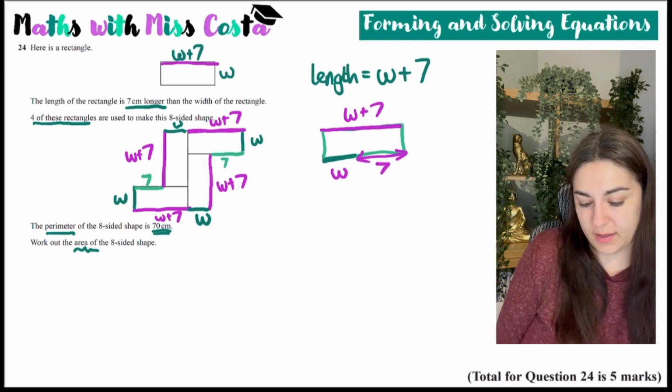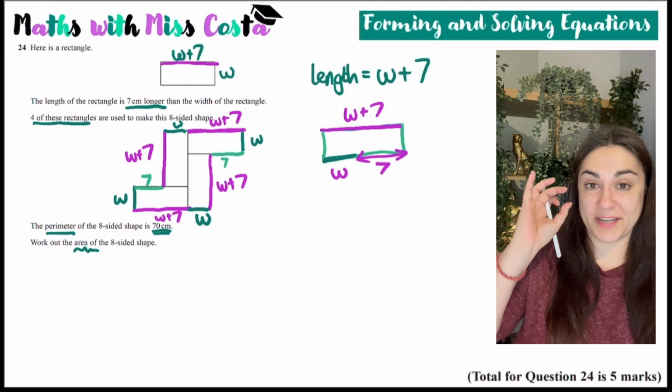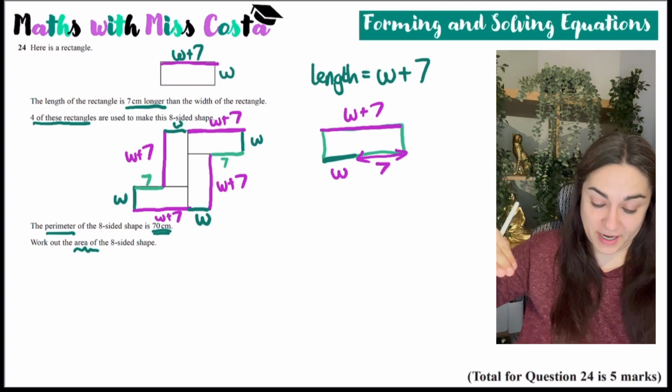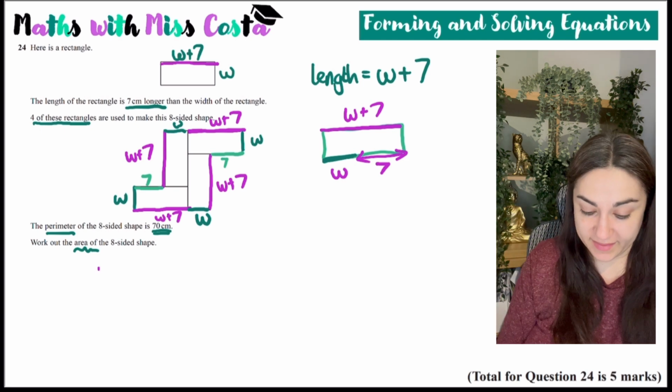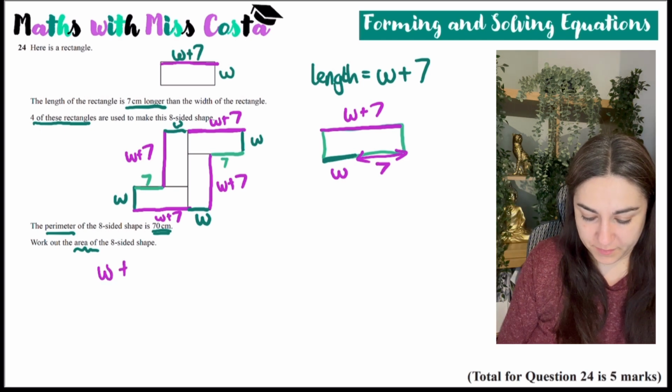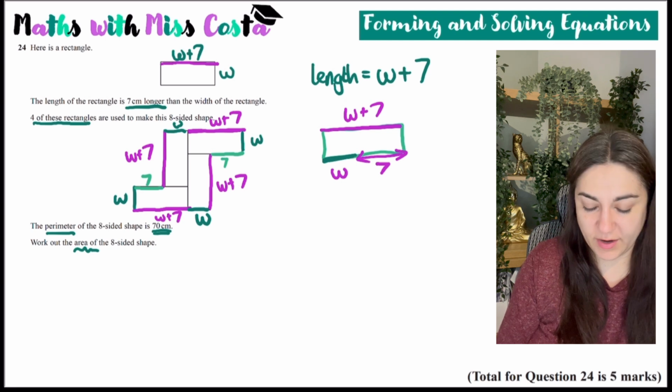So let's add everything together, because perimeter, when I'm working out the length of the outside of the shape, I want to add all the values of the sides together. So I've got w plus, or it might be quicker to just actually, no, let's write it out.